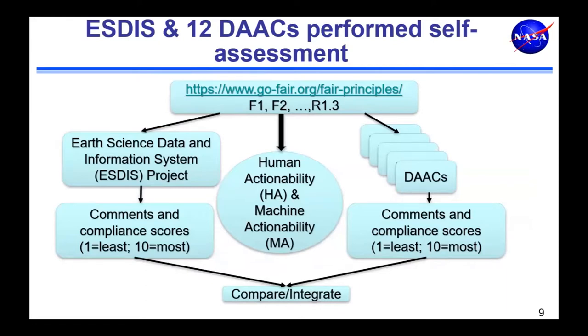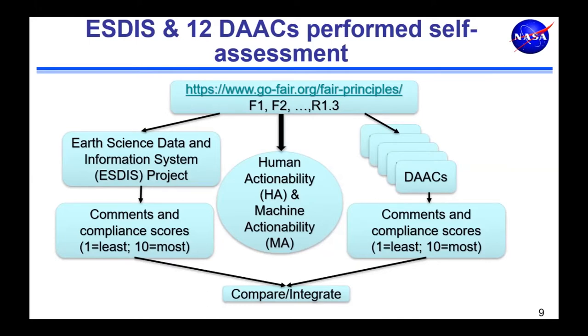So we looked at it from both the human actionability and machine actionability points of view, and we compared my and Chris Linus's evaluations with the comments that we got from the DACs. There is a spreadsheet that we have maintained that includes all the comments as well as our quote-unquote rankings. Rankings, of course, were very subjective because there was no objective method of evaluating at the time. I looked at some published literature and there was nothing really available that we could use. This was two years ago.